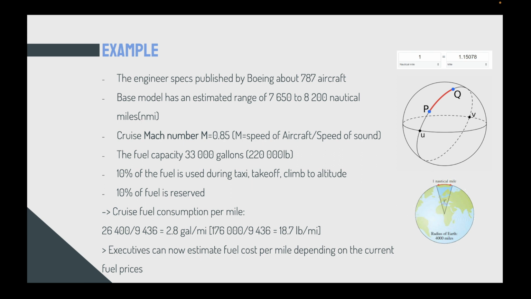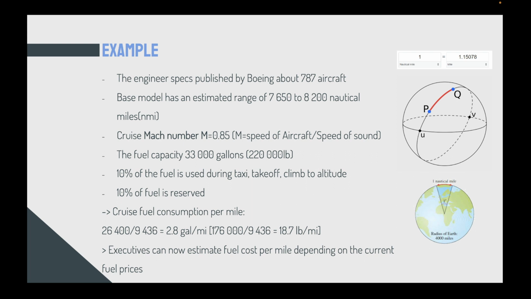Now he found the cruise Mach number, M, to equal 0.85. What's the Mach number? It's the speed of the aircraft divided by the speed of sound. For military jets you would say this airplane is Mach 3 or Mach 5. It means 3 times or 5 times the speed of sound. Now, the fuel capacity for that aircraft is 33,000 gallons, which would be 220,000 pounds.